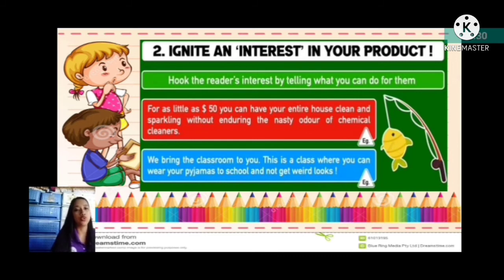Another example: we bring the classroom to you. This is a class where you can wear pajamas to school and not get weird looks. So both of these examples highlight the benefits the customer will get if they avail of the services of this company or the product.